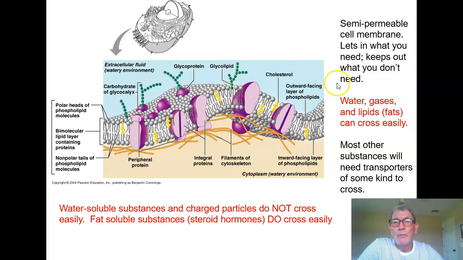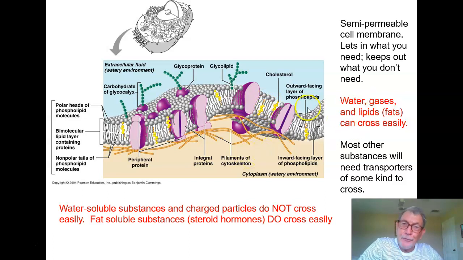First of all, water passes really easily, not because water can go through the fat, but because there are little water channels everywhere. So water gets to go wherever it wants. Gases cross easily because those molecules are so small, nothing can stop them. They're just so absolutely tiny that nothing can stop them.